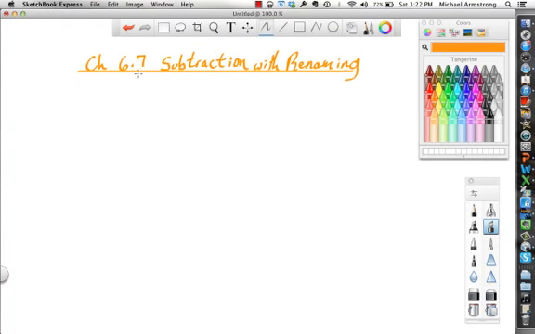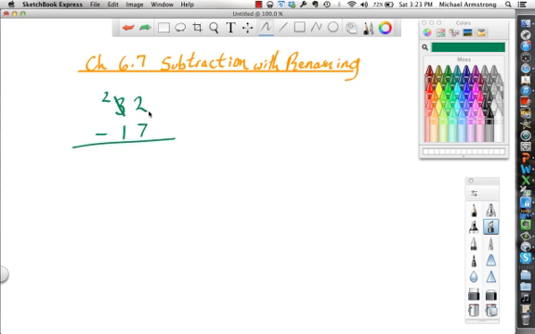Okay, this is chapter 6.7, Subtraction with Renaming. What is renaming? Well, we do it with subtraction whenever we have a number that doesn't quite work. For instance, if we have 32 minus 17, we have to rename. We cross this 3 out, we make it a 2, we add a 1 on our 2 and make it a 12. Now we can subtract.